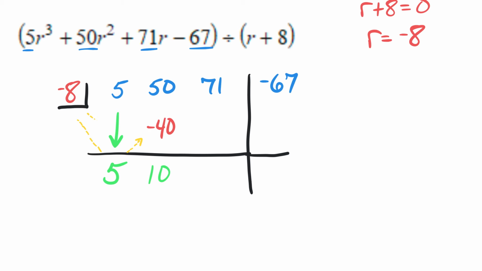So now the negative 8 is going to multiply times the 10, and the result is going to go underneath of that, which is negative 80. And this ends up being negative 9. And then the last one, negative 8 times the 9 gives me a positive 72, which means I have a remainder of 5.